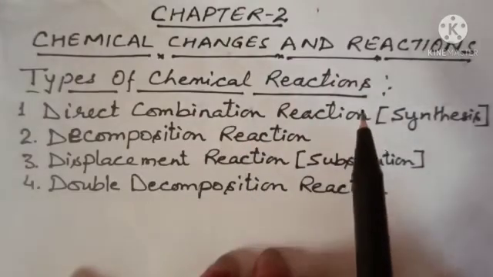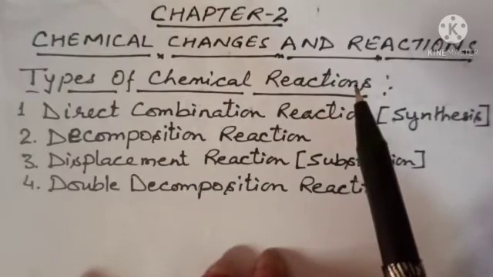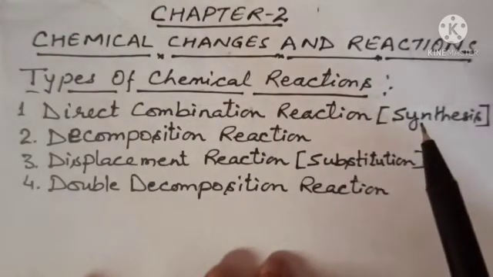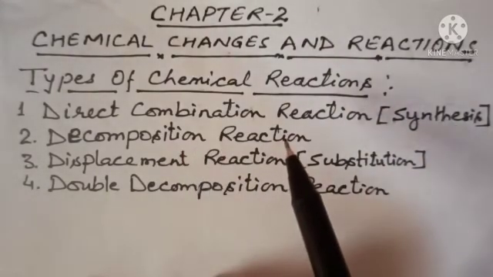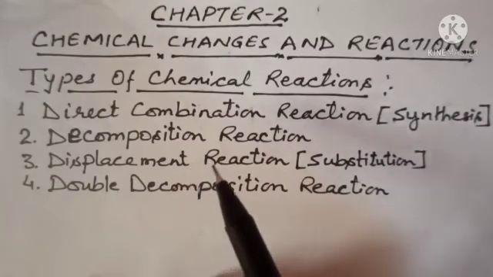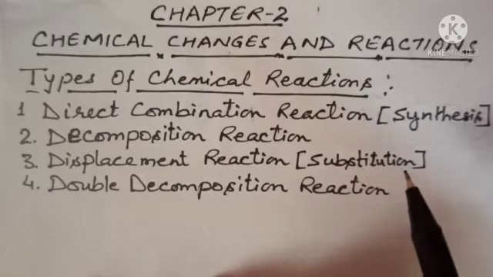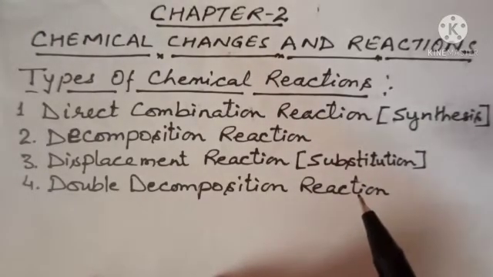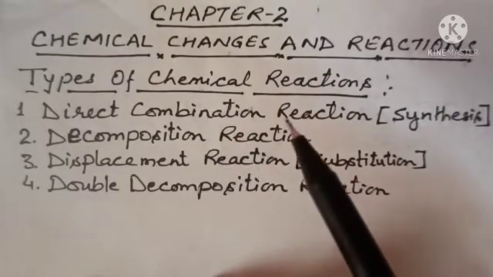Let's start the chapter. Okay, now types of chemical reactions. Actually there are 4 main types of chemical reactions. First is direct combination reaction, which is also known as synthesis reaction. Second is decomposition reaction. Third is displacement reaction, which is also known as substitution reaction. And fourth one is double decomposition reaction. Okay, now let's first discuss direct combination reaction.